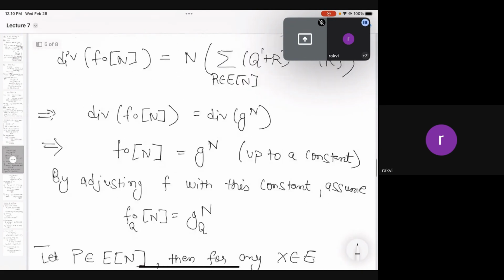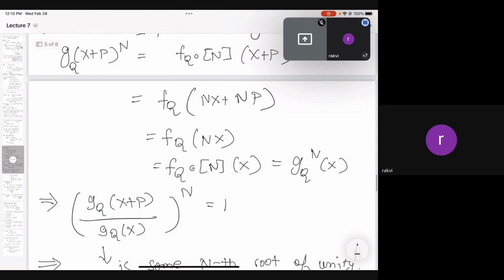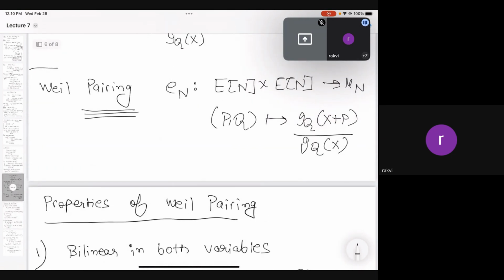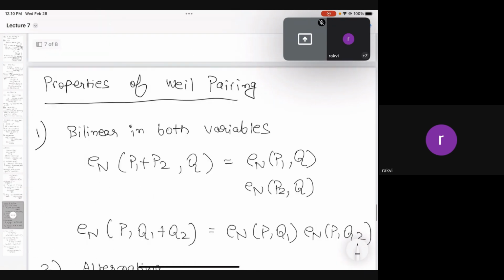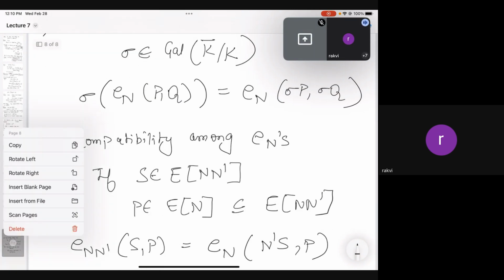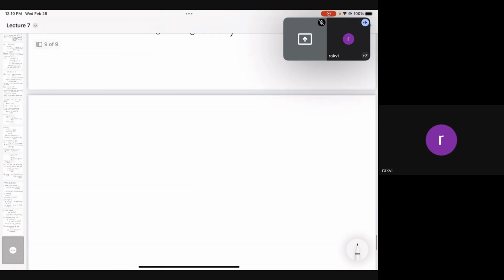The rest of the construction was basically showing that if we take this ratio, first of all, it does not depend on X, so it is constant in X. This ratio will be some root of unity, and that only depends on the choices of P and Q, not on X. There are some nice properties that the Weil pairing satisfies, and today we'll show a proof of those.